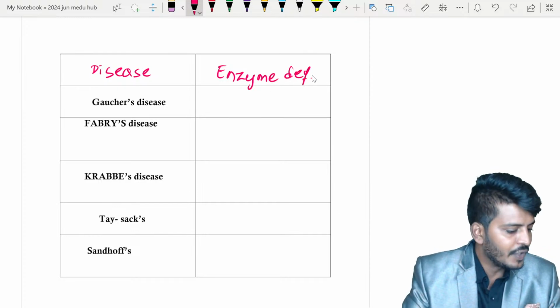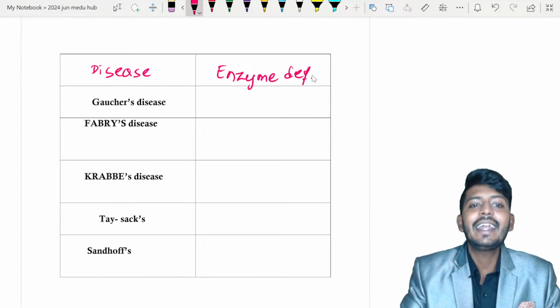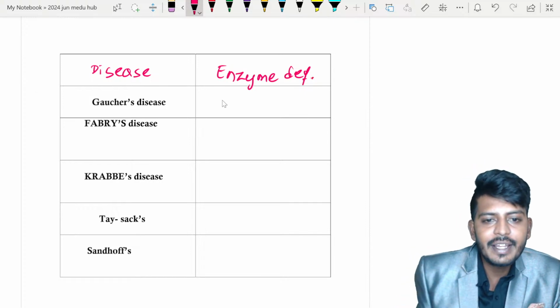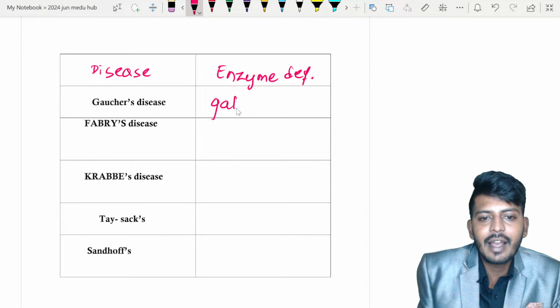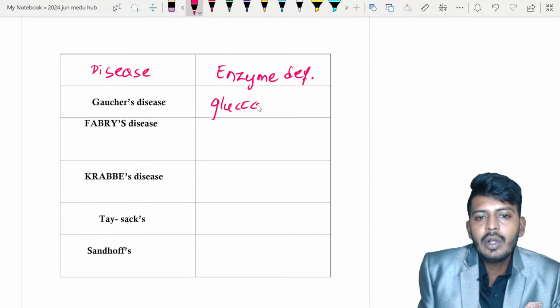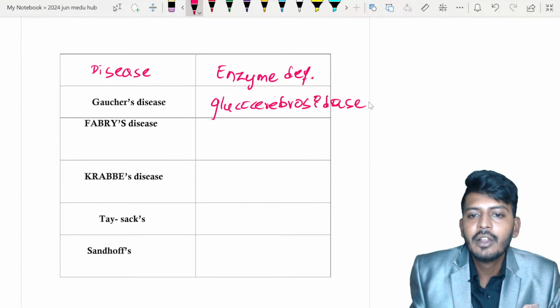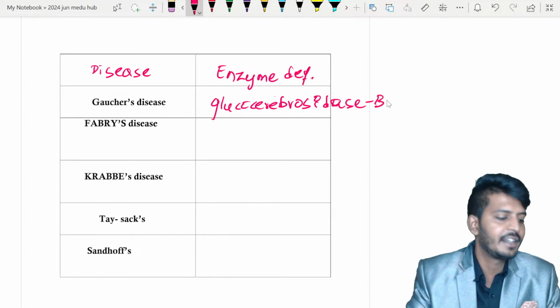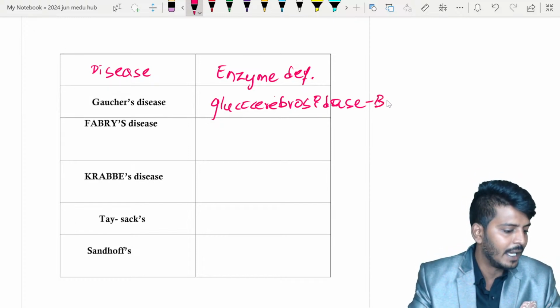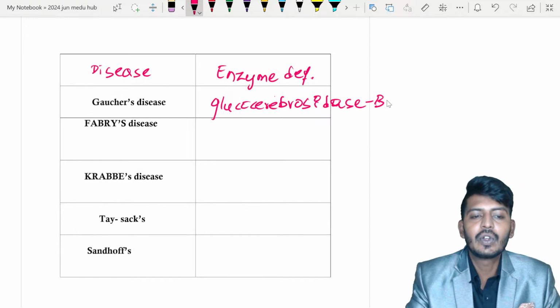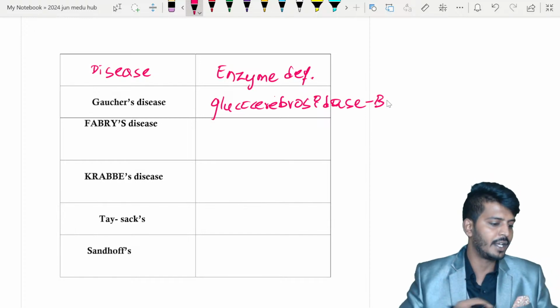So the first and most important, Gaucher disease. Gaucher disease is due to deficiency of what? Not galacto, it is due to glucocerebrosidase deficiency. Glucocerebrosidase. Please repeat everybody. Glucocerebrosidase beta deficiency will lead to which disorder? Glucocerebrosidase deficiency causes Gaucher disease.